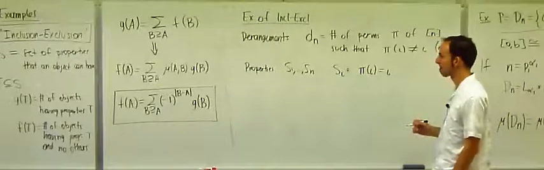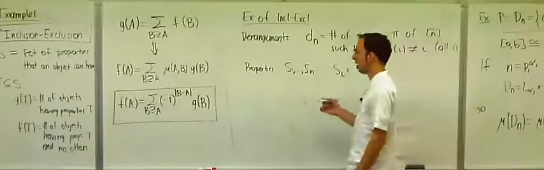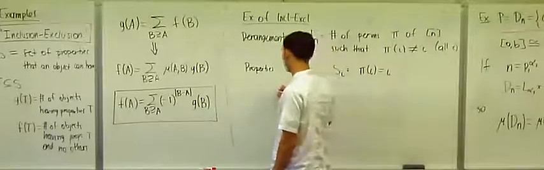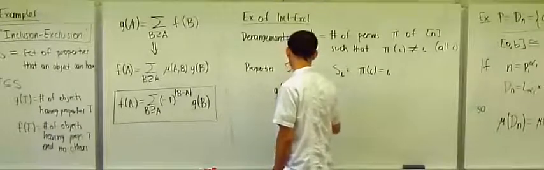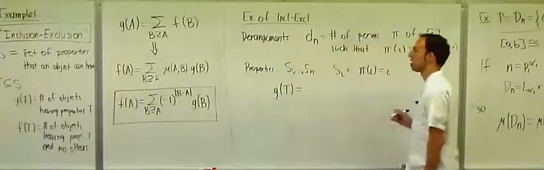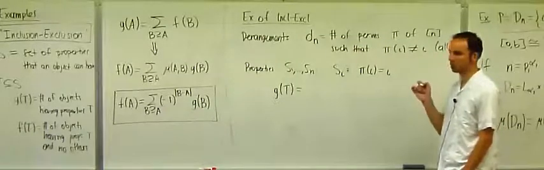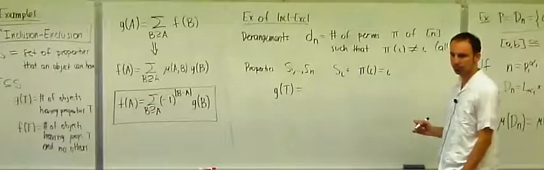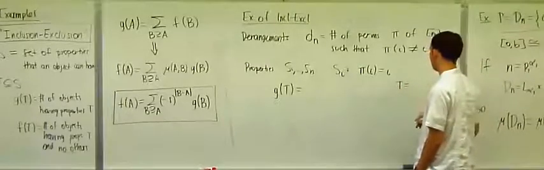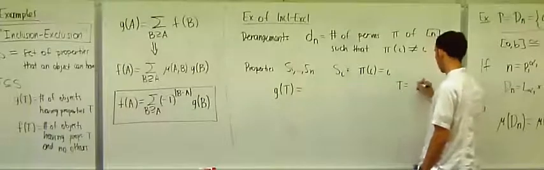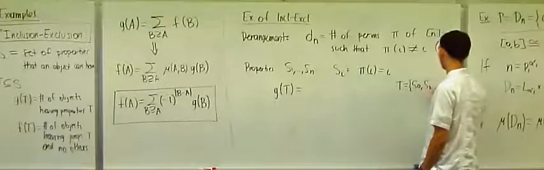Okay. So now let's compute G of T, the number of permutations having the properties in T. Okay, so maybe T is equal to some set of the properties.